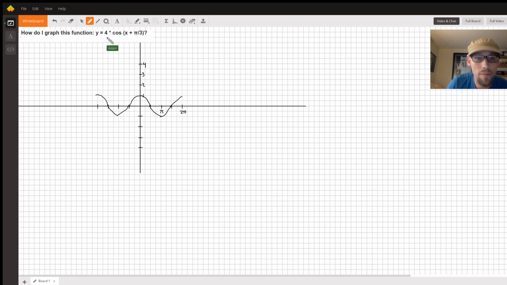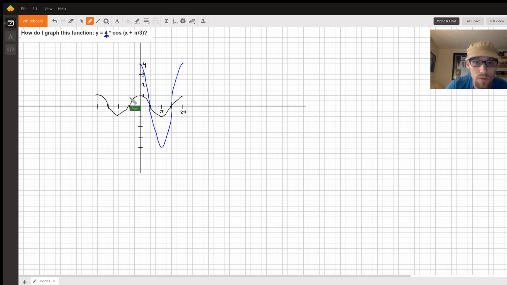Now, multiplying by 4, let me change colors. We're just going to make the magnitude 4. So instead of starting at 1, we're going to start at 4. And the intercepts will be at the same spot, right? After 90 degrees, we're at a 0. Another 90 degrees, we're down at a minimum. Another 90 degrees, we're back up at a 0. Another 90 degrees, boom.